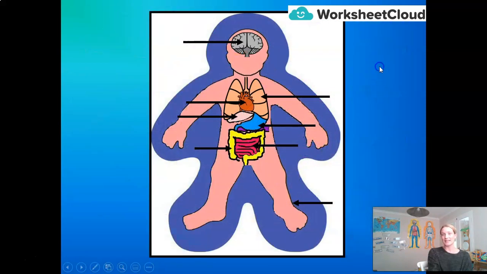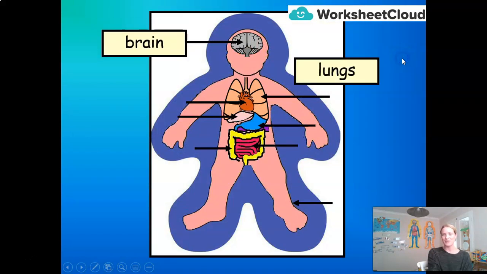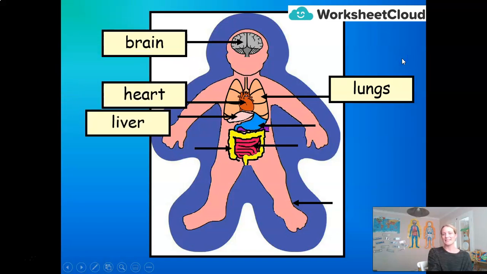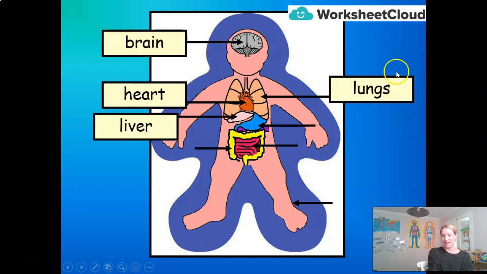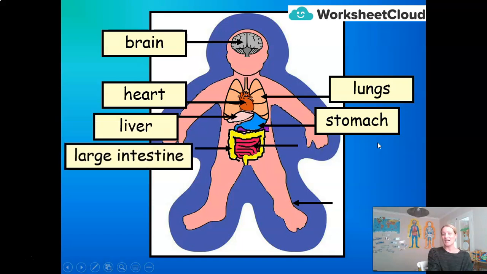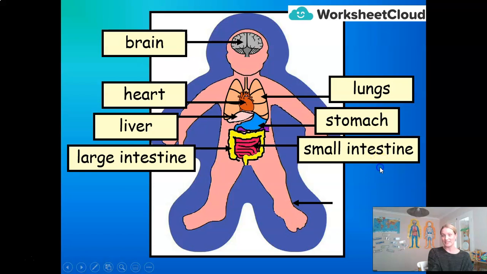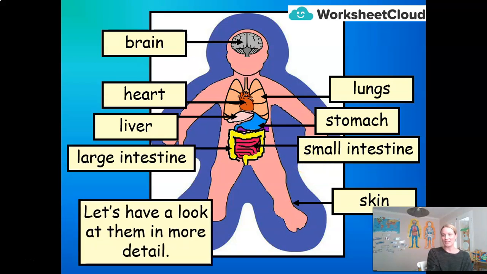The ones we're going to cover today are the brain, remember, protected by your skull, your lungs, heart, and liver, protected by your rib cage, your stomach, large intestine, small intestine, protected by your pelvis, and your skin. And many people forget the skin itself is an organ. So let's have a look at each of these organs in a bit more detail.